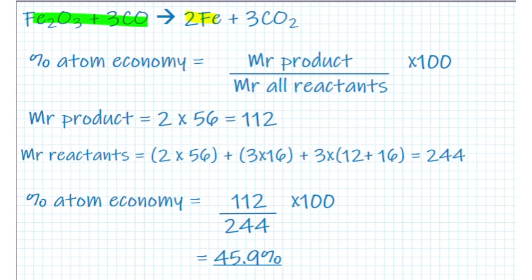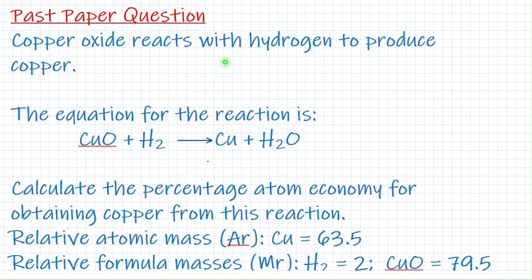Right, so let's look at a past paper question. Copper oxide reacts with hydrogen to produce copper. The equation for the reaction is CuO plus H2 goes to Cu plus H2O. Calculate the percentage atom economy for obtaining copper from this reaction. The relative atomic mass of copper is 63.5, and the relative formula masses are: hydrogen is 2, copper oxide 79.5. Pause the video and have a go.